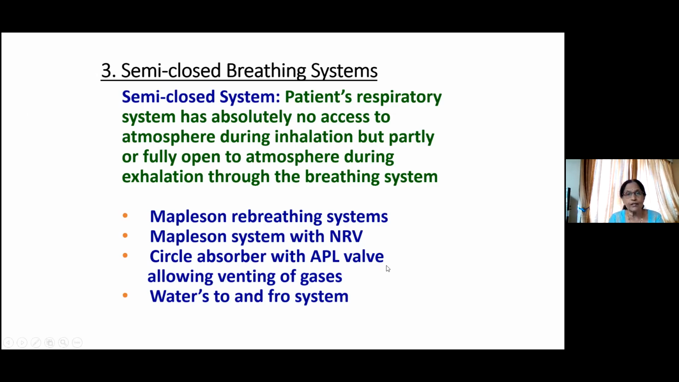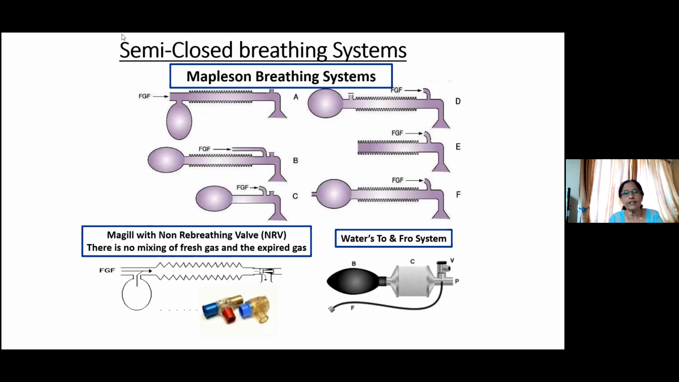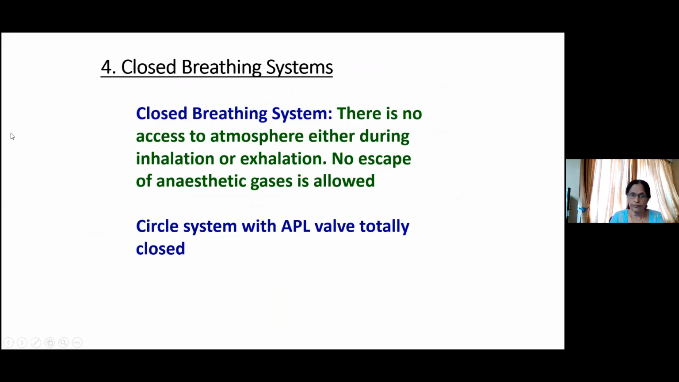Because gases do enter the atmosphere, it becomes semi-closed. And Waters' to-and-fro system. So here are the examples of Mapleson's breathing systems or semi-closed breathing systems. Mapleson A, B, C, D, E, F, all are semi-closed breathing systems. If you are using a Magill's non-rebreathing valve with Magill's system, that is Mapleson A, it becomes semi-closed. And Waters' to-and-fro is a semi-closed system.